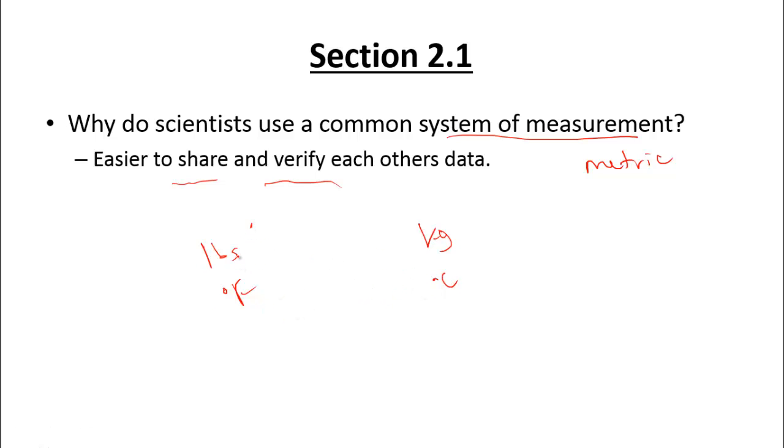So the scientific community has established that they're going to use the metric system as their standard of measurements. And also why? Because the metric system is based on a power of 10. It makes it a lot easier to count things as well.